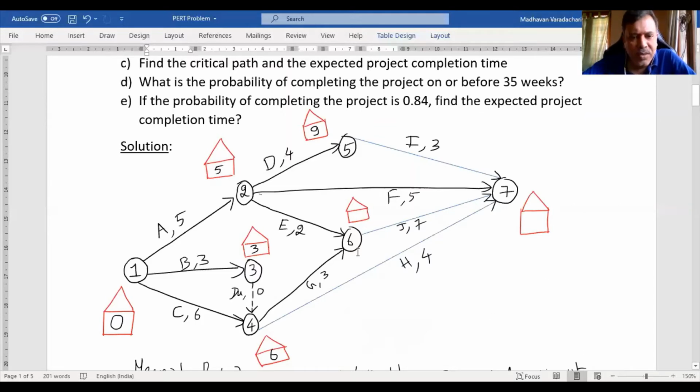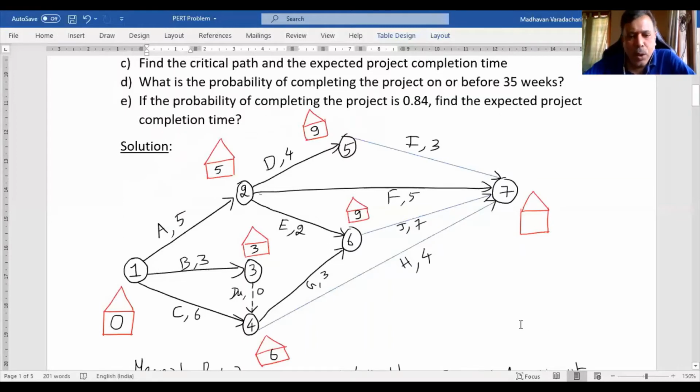Then at node 6, how many arrows are coming to node 6? One is coming from 2, one is coming from 4, 2 arrows. If it comes from 2, the duration is 5 plus 2, it is 7. If it comes from 4, it is 6 plus 3, it is 9. Highest is 9 only. So let me fill up here with 9.